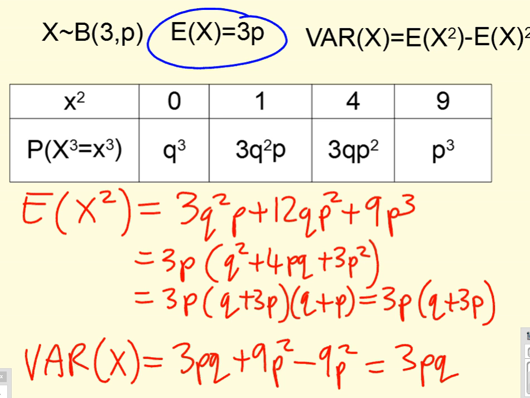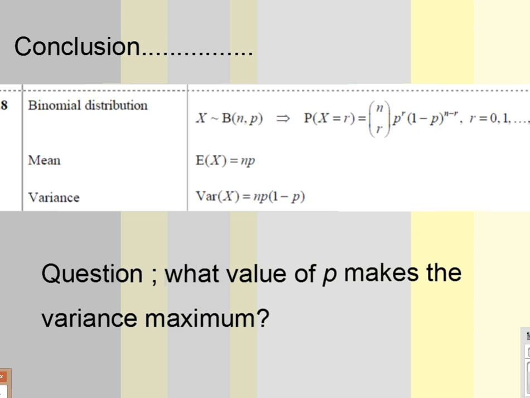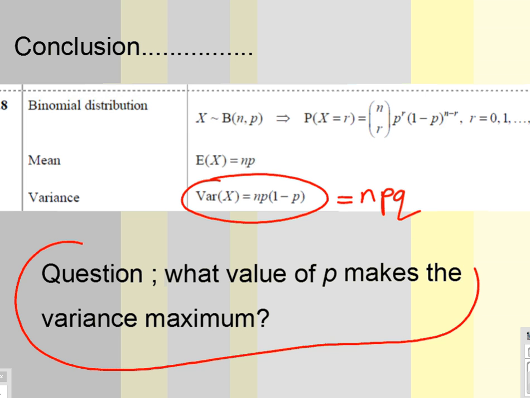Okay, let's just summarize our results. Oh, I put the answer there. Okay, so there's the answer. In other words, npq. I'm sure you saw the pattern anyway. Good. So one question we're going to look at now is what value of p makes the variance maximum? That's all we've got time for today.